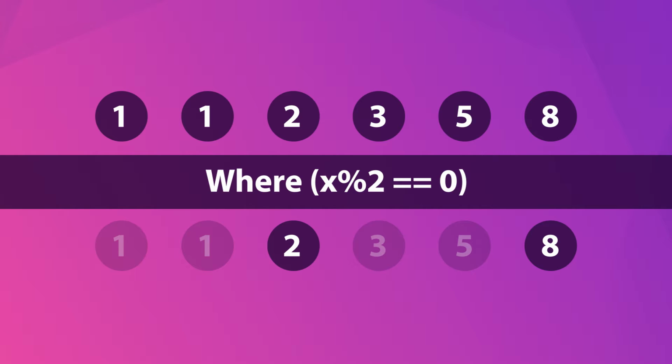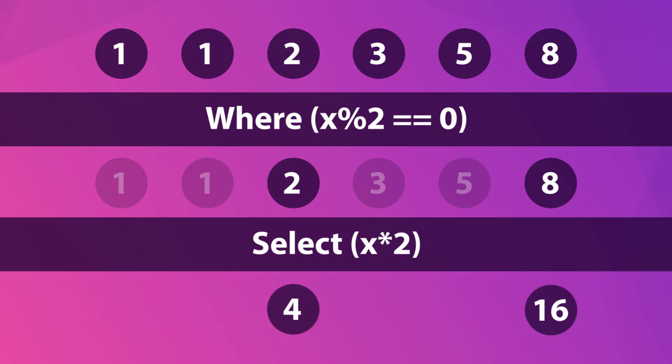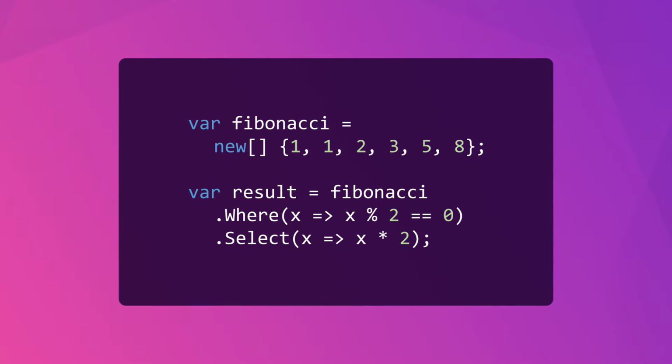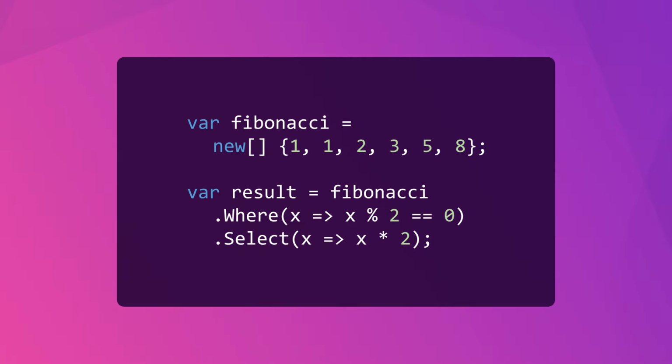Taking this example a step further, we could chain the select operator to transform the values in our collection. For instance, we can multiply each value by 2. Again, this returns a completely new collection. The code for this example would look a little something like this. It's pretty standard stuff if you've ever used LINQ or worked with collections.